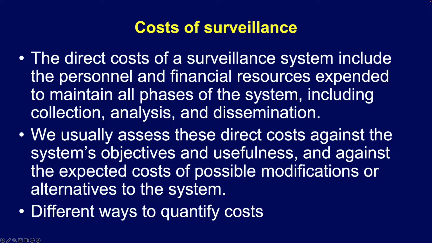Part of the resources required to run the surveillance systems relate to costs, and this includes the direct costs of the surveillance system, which are usually mostly personnel, but also some financial resources that are expended to maintain the entire breadth of the system, starting from data collection all the way to dissemination. And it's also useful to assess costs against the system's objectives and usefulness and against the expected cost of possible modifications or alternatives to the surveillance system. You can quantify this in different ways, including the overall cost of the system or the cost per case detected or the cost per case treated in the community.